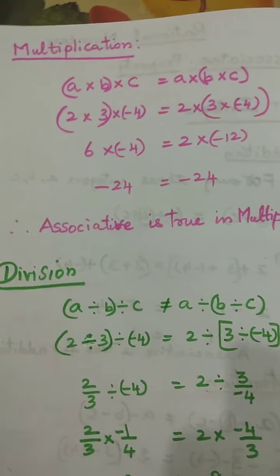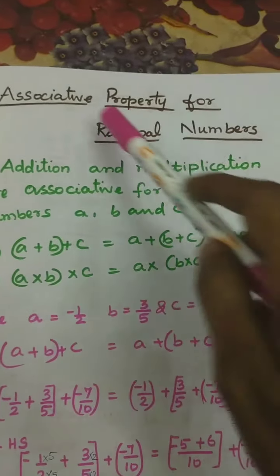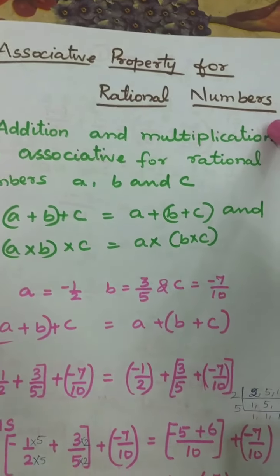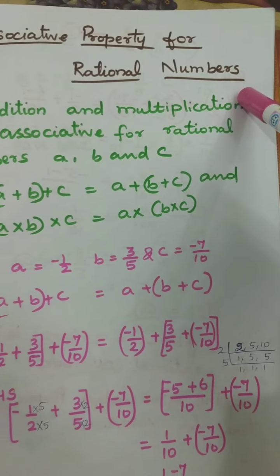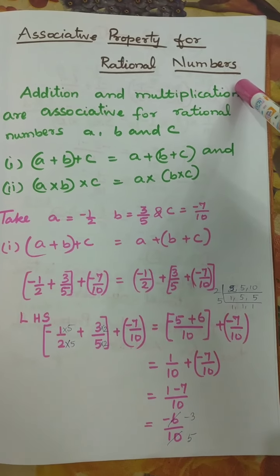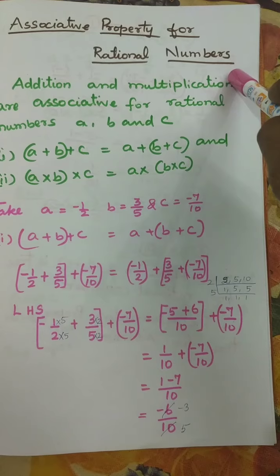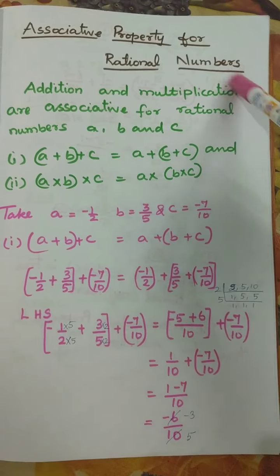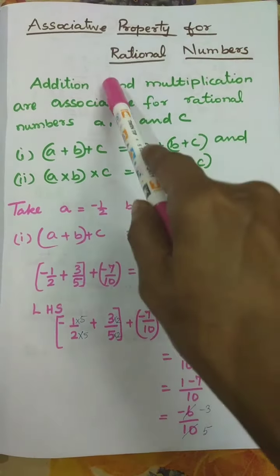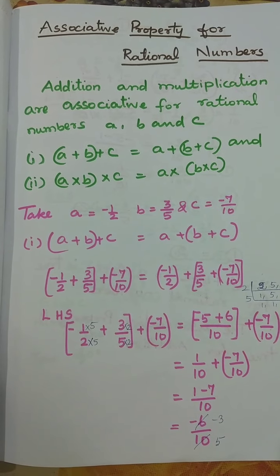Now we shall move to associative property for rational numbers. Till now we have seen the associative properties for integers. Now we shall see the associative property for rational numbers.